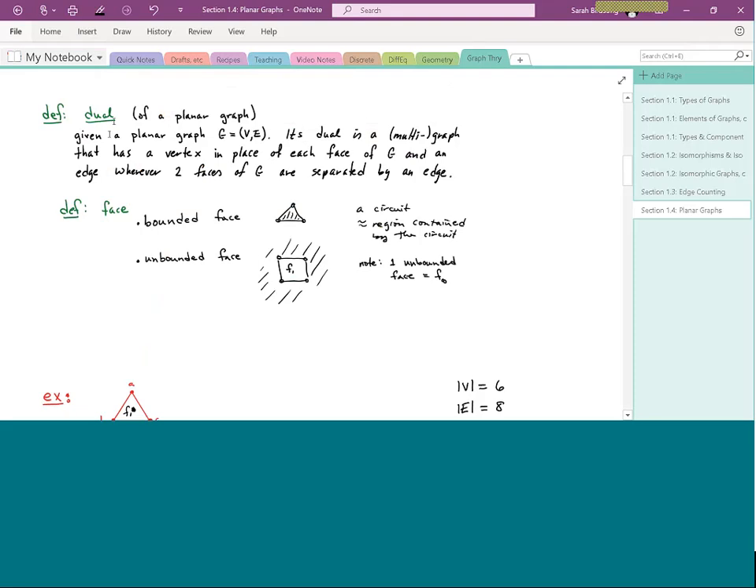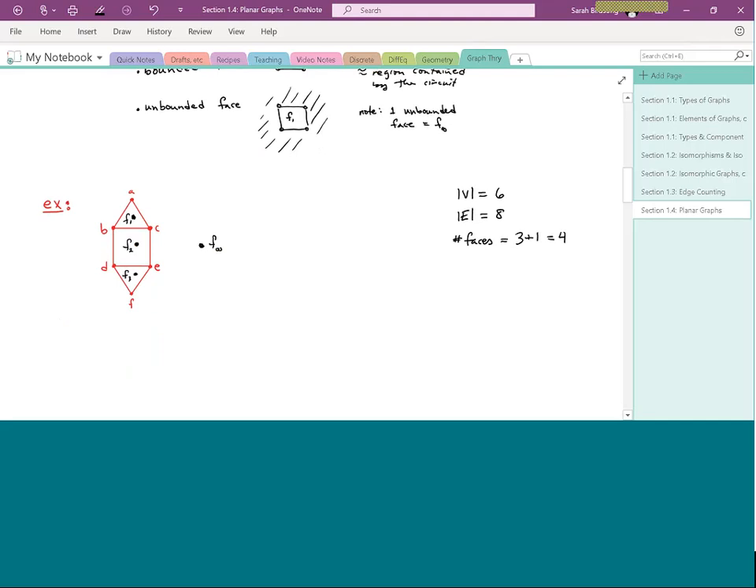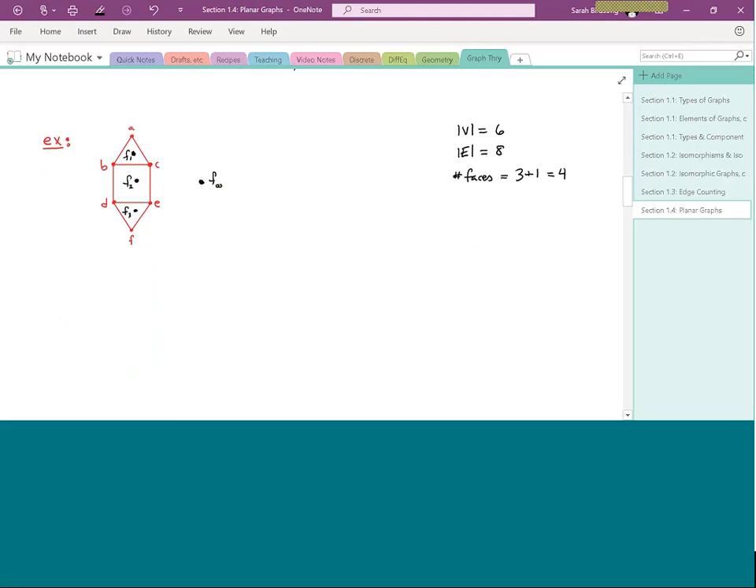In the dual of your planar graph, an edge occurs anywhere 2 faces of your graph are separated by an edge in the original graph. So here's how you deal with this in the original graph. People tend to put dotted lines in case you don't have different colored ink. So here, notice there is an edge, the edge CE, between the face labeled F2 and the unbounded face. So I'm going to put a dotted line there. That dotted line is going to represent our edge in the dual. I'm just going to do dotted lines everywhere because that's standard.